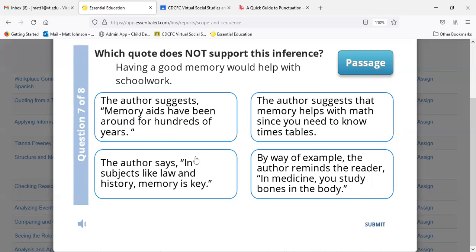Okay, having a good memory would help with schoolwork. The author suggests that memory helps with math since you need to know timetables. Memory. We have an answer there? I don't. I think it's D, right? That is what I think, but I'm not sure. Yeah, because by way of example, the author reminds the reader, in medicine, you study bones in the body. That does not have anything to do with schoolwork and memory.